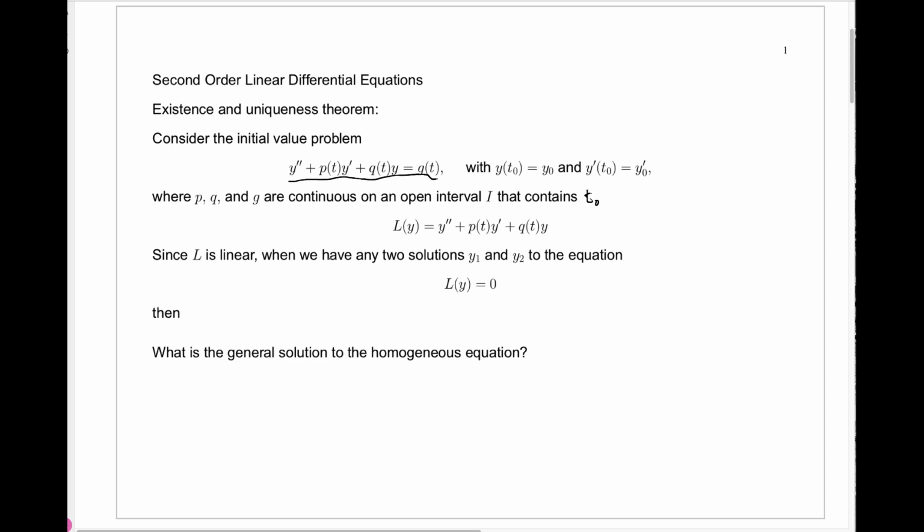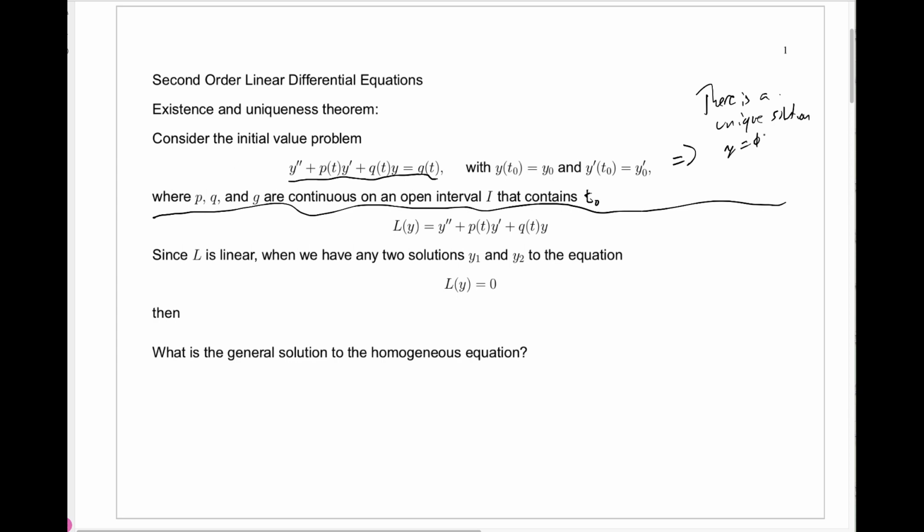Now, what is the conclusion when we have that? If we have such a nice initial value problem, the conclusion is there's a unique solution y equals phi of t, which is valid on the entire interval I. And when I say a unique solution, that's a solution to the differential equation, which also satisfies those initial conditions, the initial values.